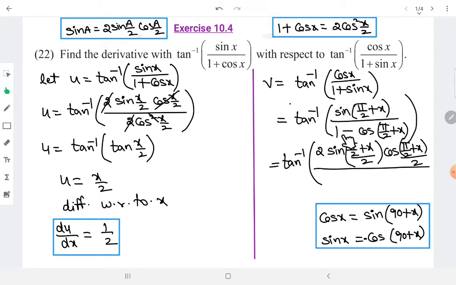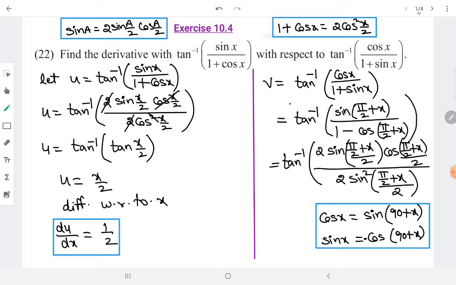Divided by, now here we have 1 minus cos x. Now the 1 minus cos x formula: 1 minus cos x is nothing but 2 sine square x by 2. So 2 sine square x by 2. What is x here? Pi by 2 plus x whole divided by 2.